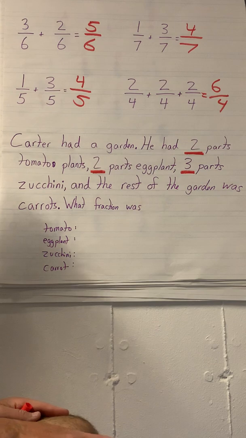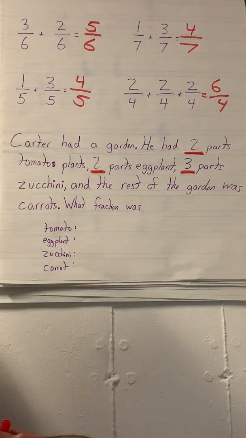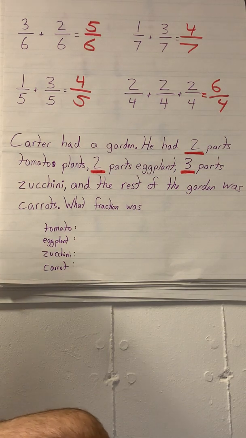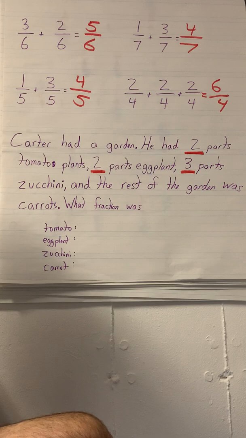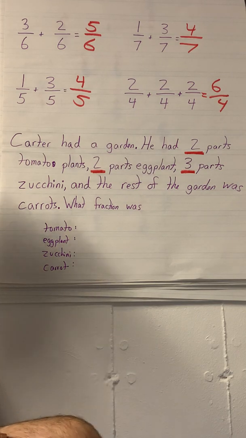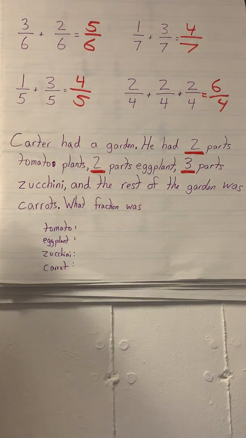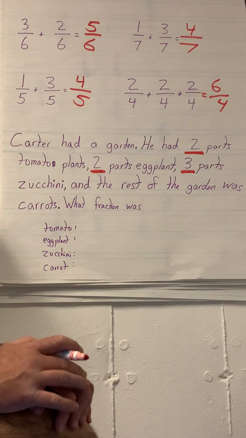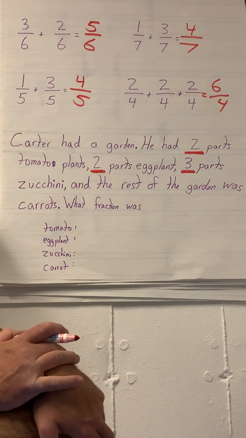So what information do I need, or what extra information is there? So is there any extra information? Like, is it telling me about the time, or is it telling me about what he ate for breakfast? Not really, right? Carter had a garden. He had 2 parts tomatoes, 2 parts eggplants, 3 parts zucchini, and the rest was carrots.